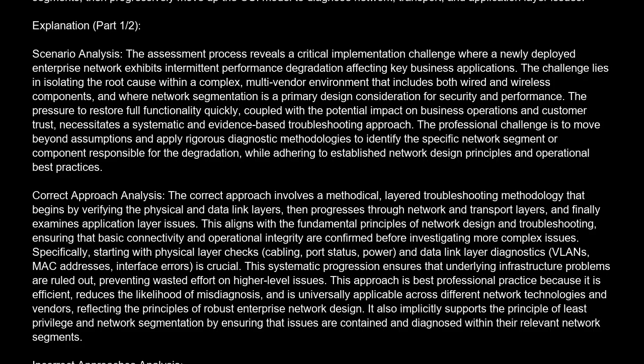It also implicitly supports the principle of least privilege and network segmentation by ensuring that issues are contained and diagnosed within their relevant network segments. Incorrect approaches analysis. One incorrect approach would be to immediately focus on application-level configurations or security policies without first verifying the underlying network infrastructure.